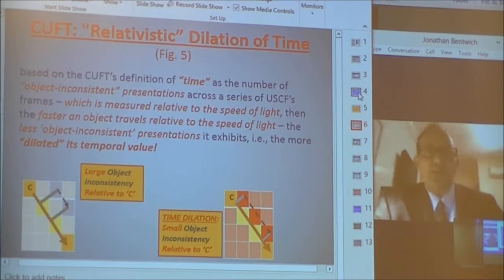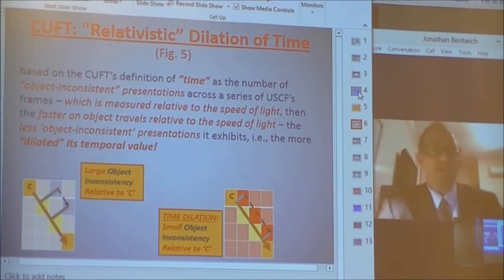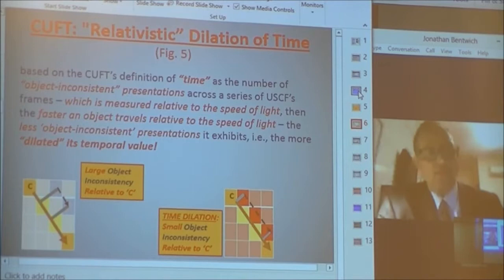For example, the relativity of time, based on the computational unified field theory's definition of time. Remember that time is the universal computational principle's measurement of object inconsistent presentations across a series of frames, and that's measured relative to the speed of light. So if you look at the left side, large object inconsistency relative to c, we have an object that only travels two pixels, as it were, across a series of frames. Those are the black arrow and the two gray pixels, whereas graphically or metaphorically, you see the light has traveled, let's say, four pixels across these several frames.